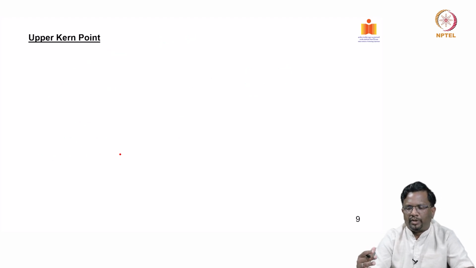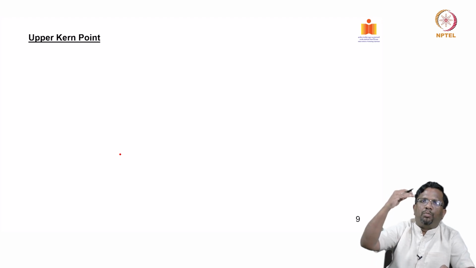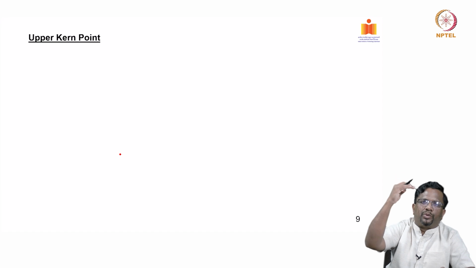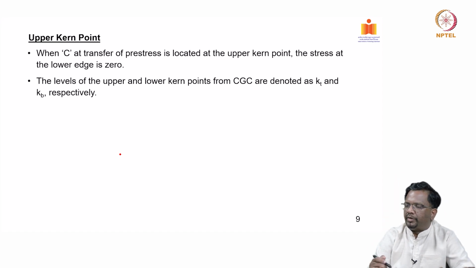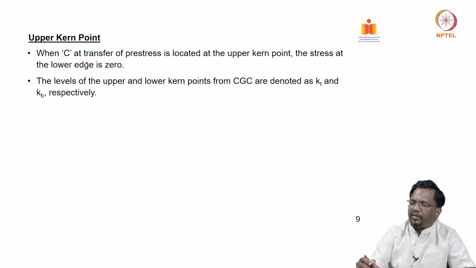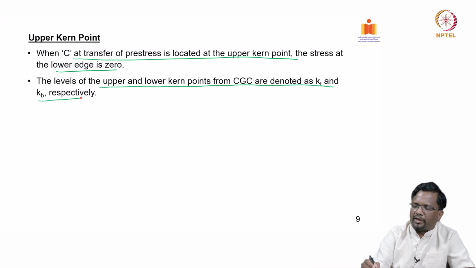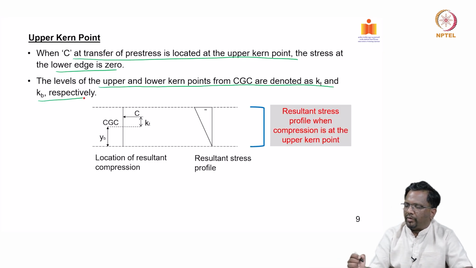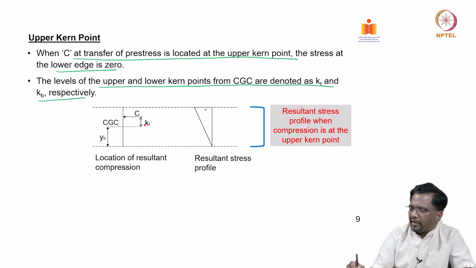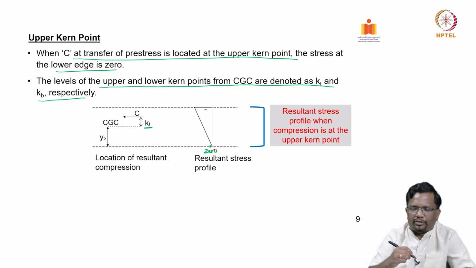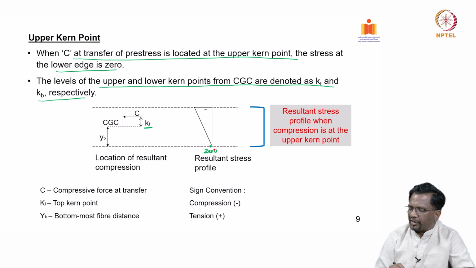Same concept. As you have seen, the upper Kern point is above the CGC, and it is the maximum distance at which C can act so that the stress at the bottom fiber will be 0. When C is at the upper Kern point, the stress at the lower edge will be 0. The distances of the upper and lower Kern points from the CGC are denoted as KT and KB respectively. Now, C is acting at a distance KT above the CGC, and the condition is that at this location the stress has to be again 0. So, we do the same exercise.